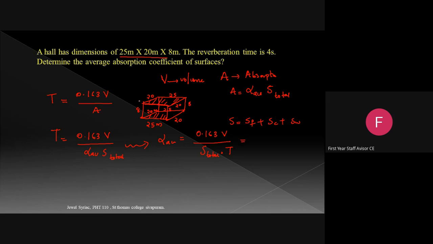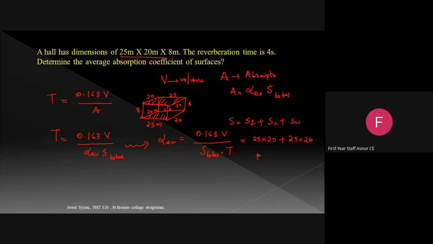So what is the surface area of the floor? The floor's surface area is 25 into 20. The ceiling's surface area is again 20 into 25, or 25 into 20, because the floor and the ceiling have the same area. Plus, what is the surface area of the walls? What is the total number of walls in this hall? We have a wall on the left side. What is the dimension of this wall? The wall on the left side is 8 meter height and 20 meter width.